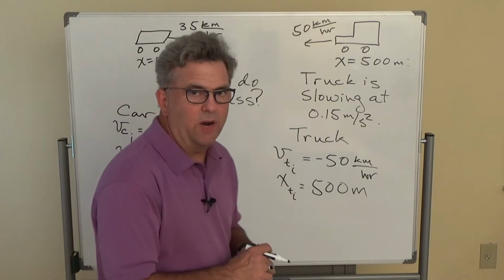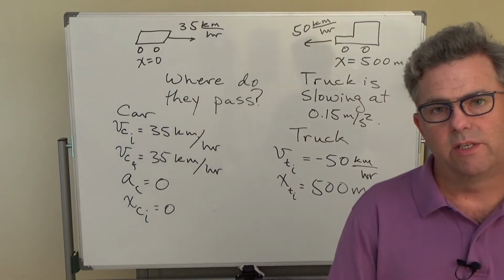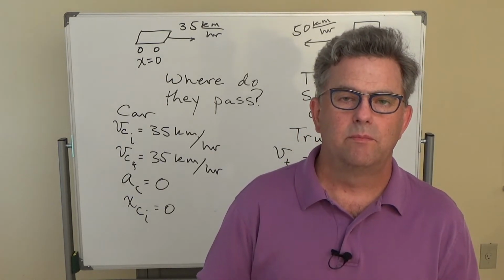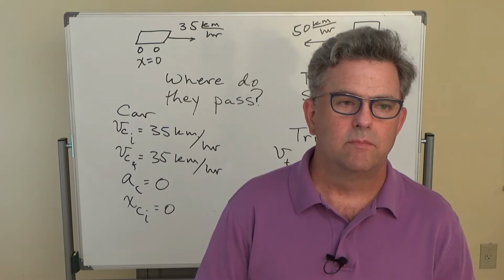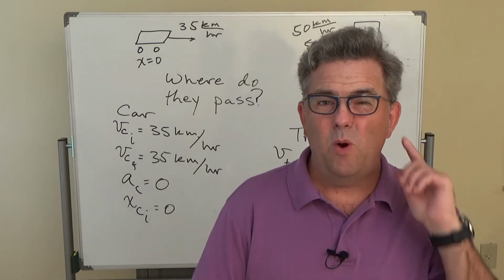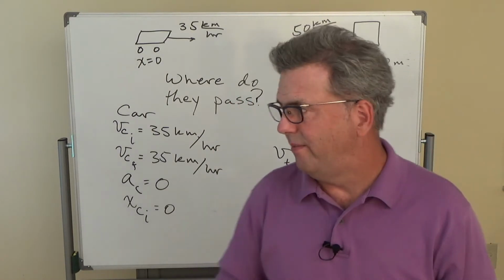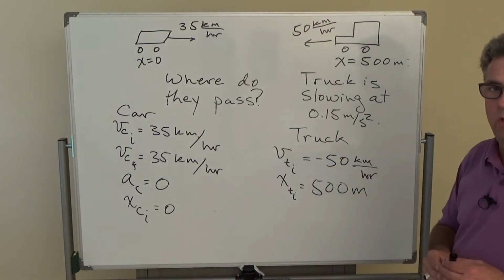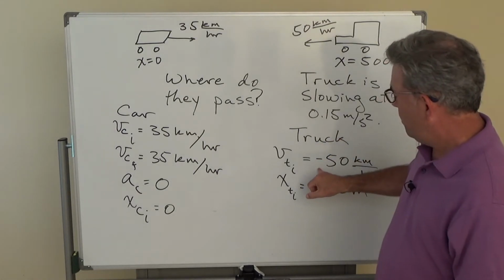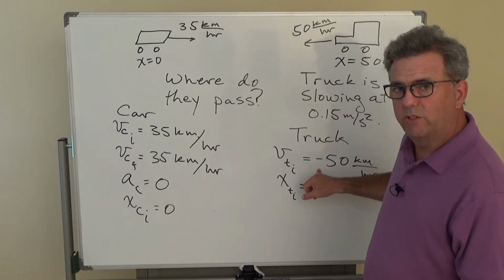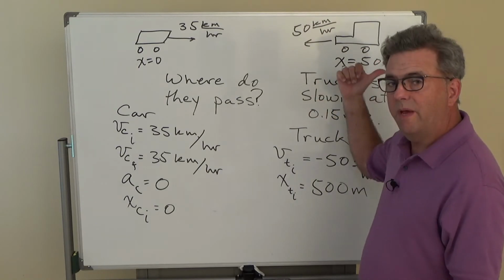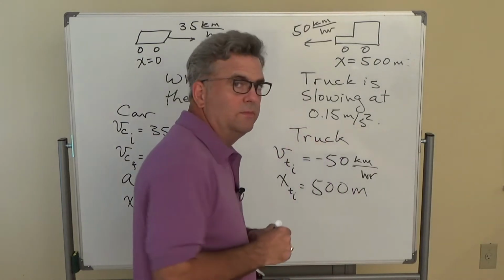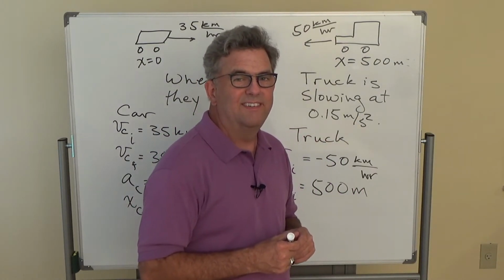What about the acceleration for the truck? Is the acceleration for the truck positive or negative? Would it be negative since it's slowing? That's what you want to think in your mind, that it should have a negative acceleration because it's slowing down. But the truck is traveling in the negative direction. For it to be slowing, it better have a positive acceleration. You following me on that?